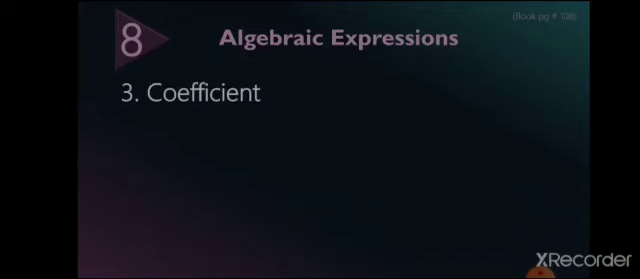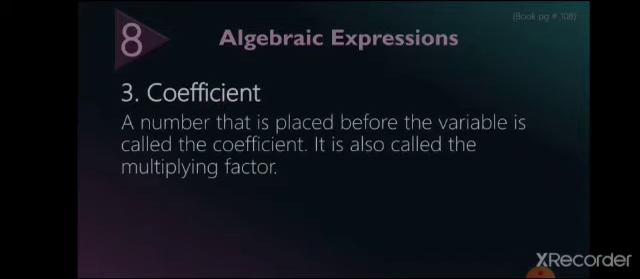Okay, next is coefficient. A number that is placed before the variable is called a coefficient. It is called the multiplying factor. Okay, so here is the example. It's 2y. Read it again, a number that is placed before the variable. So as I have told you that y is the variable, variable can be any alphabet. So it's y is the variable, and a number placed before the variable, before y, it's 2. So 2 is the coefficient, or it can be said as multiplying factor.